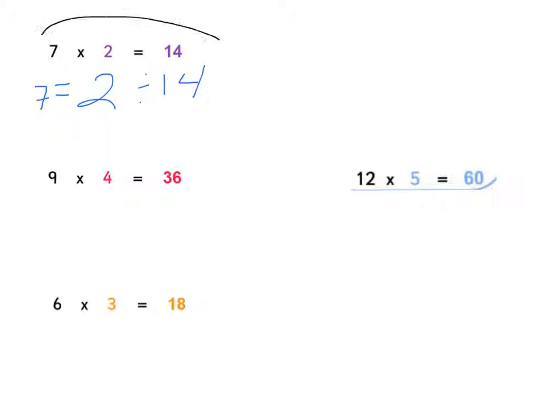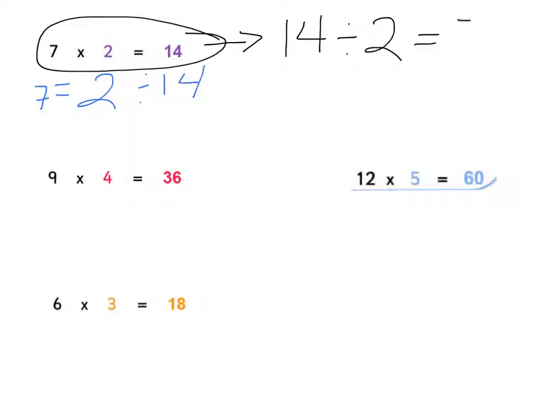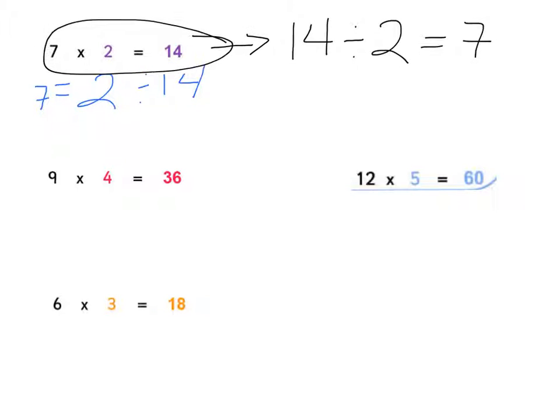So we could write this same problem over here. It means the same thing if we write it backwards with the division. 14 divided by 2 equals 7. And we can go back and forth between multiplication and division. If we were given this division problem, we could write it as a multiplication problem this way. 14 divided by 2 equals 7 is the same as 7 times 2 equals 14.